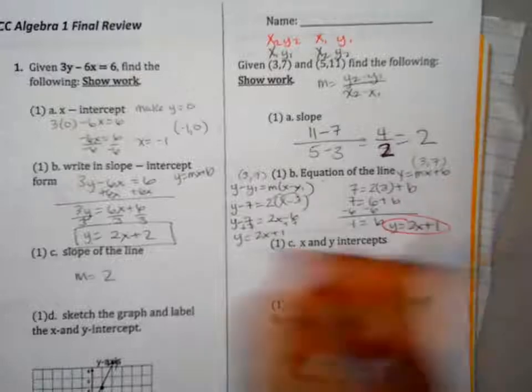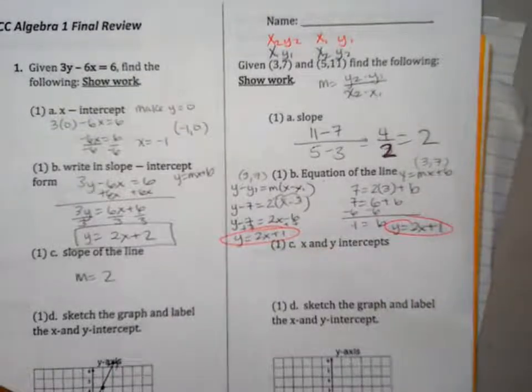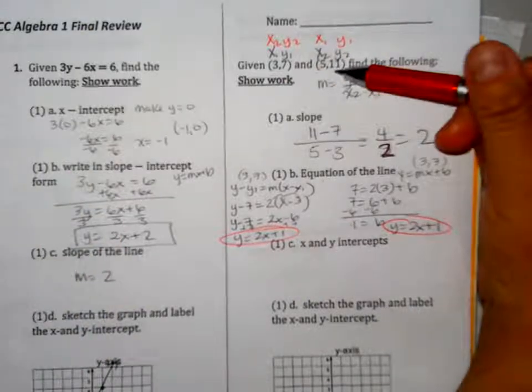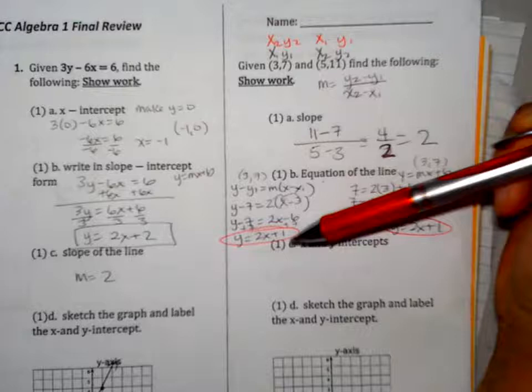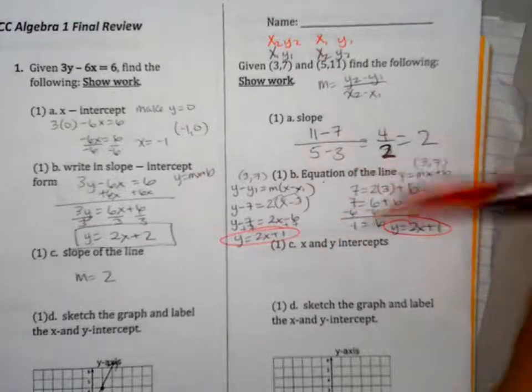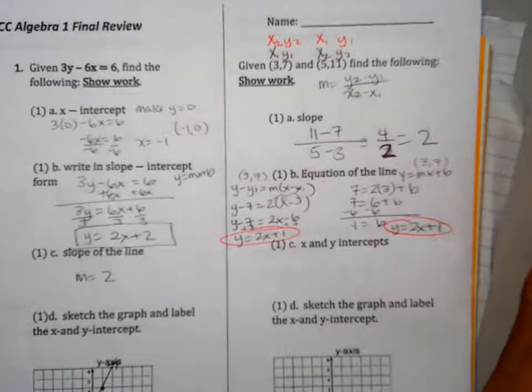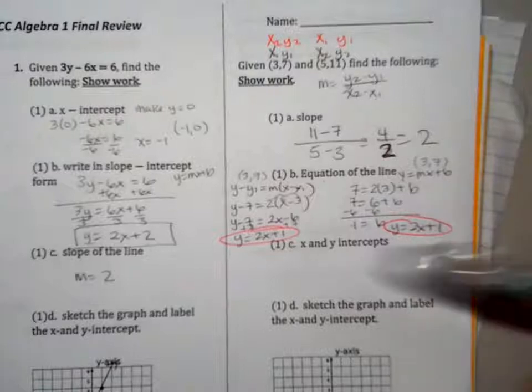So if you look here and here, either way works, but you're going to have to be able to do that from 2 points, okay? So you're going to have to first find the slope and then use one of the points and the slope you find to get the equation of the line. Again, either one works. All right.